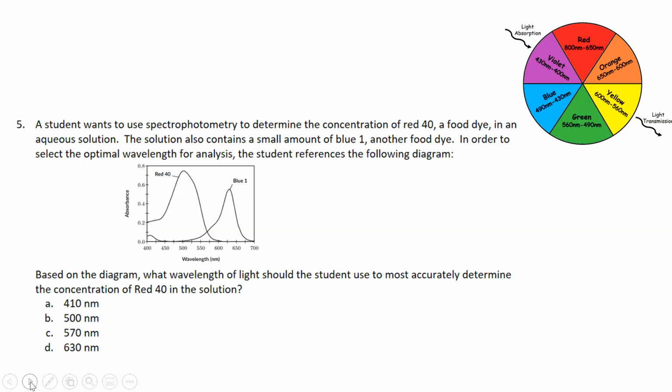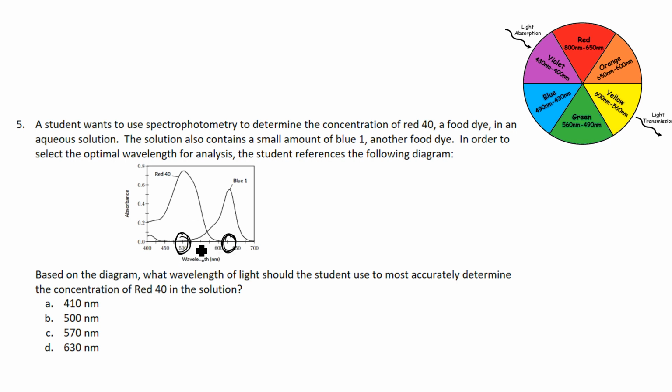One more related question here. So here's a scenario where someone's using spectrophotometry to determine the concentration of red dye in a mixture of dyes. So we're assuming the solution contains both red and blue dye. And we take a look at the absorbance versus wavelength graph for both red and blue dye. And we can see right here that the red dye is absorbing light well at around this wavelength, close to 500, whereas the blue dye is absorbing well around here, around 630.